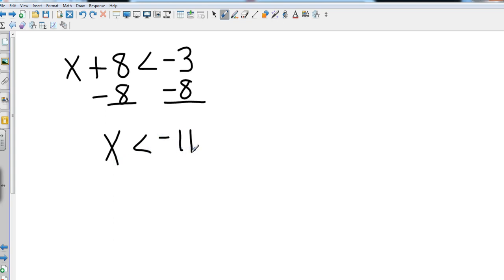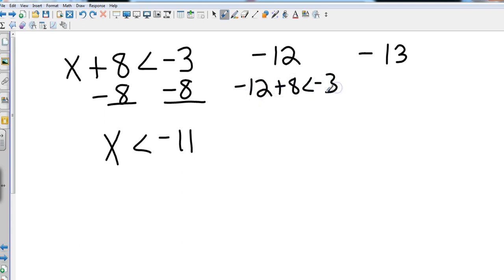Notice it can't be equal to negative 11, but I'm just going to check some things. I want to pick two numbers that are less than negative 11. I'm going to go negative 12 and negative 13. And I'm going to sub those in and see if those work. So I have negative 12 plus 8. Is that going to be less than negative 3? Negative 12 plus 8 is negative 4. And that is less than negative 3. So that checks. That's good.